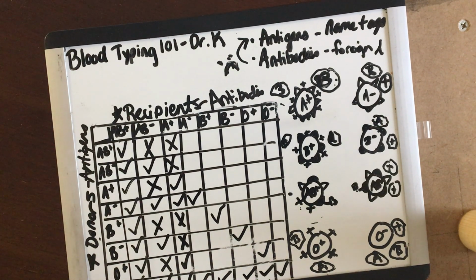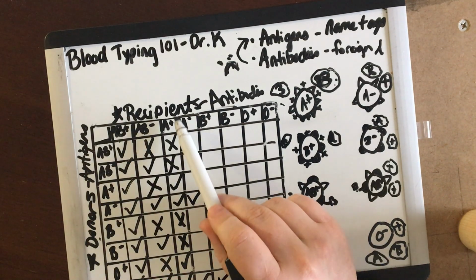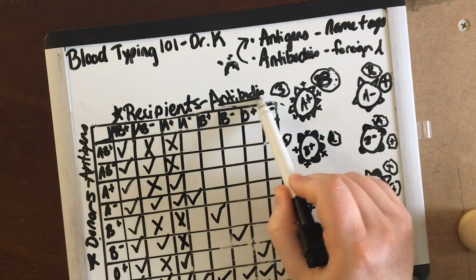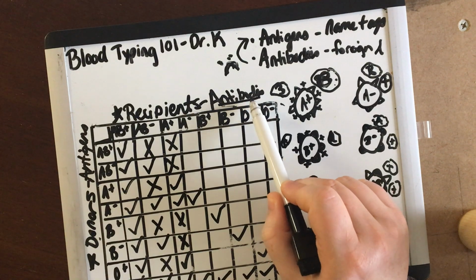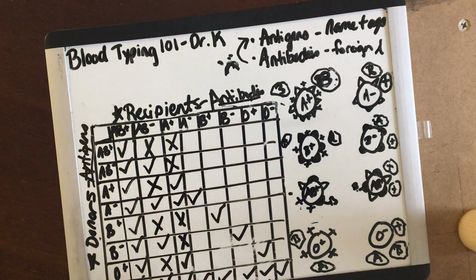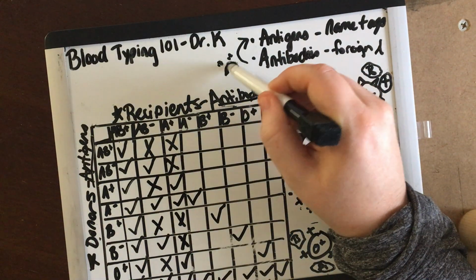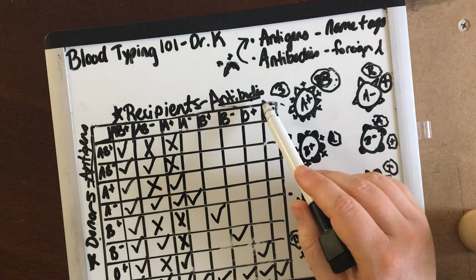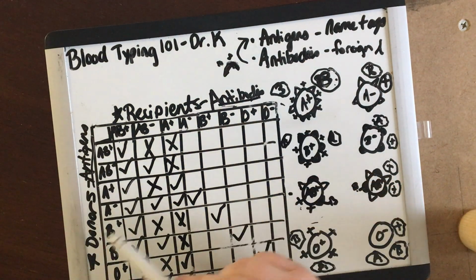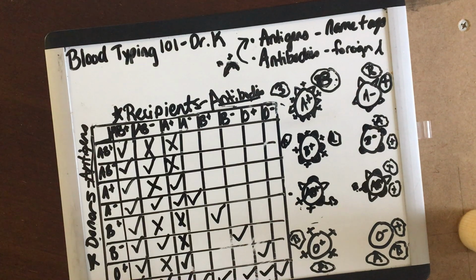So I'm gonna leave you here. As you continue on, all you do is look at the recipient, look at its antibodies. If an antibody finds a matching antigen on a donor, it's no good. It's not gonna work. If an antibody doesn't find the matching antigen on a donor, you're good to go. Okay, so hopefully that's helpful. You can make it through this chart on your own.